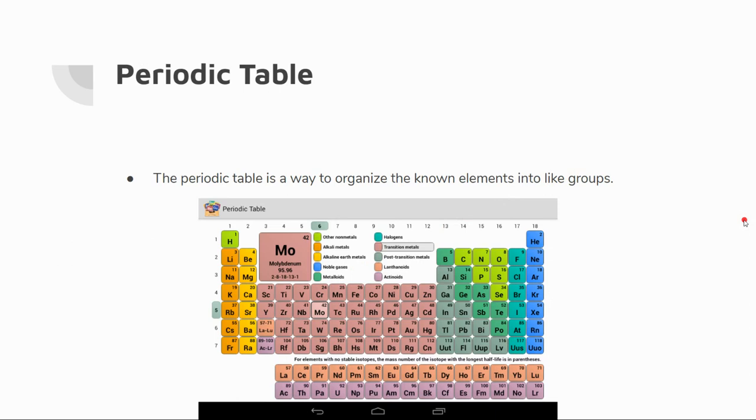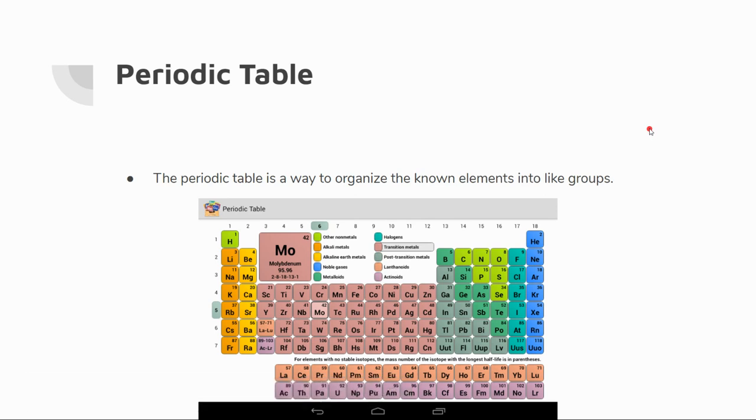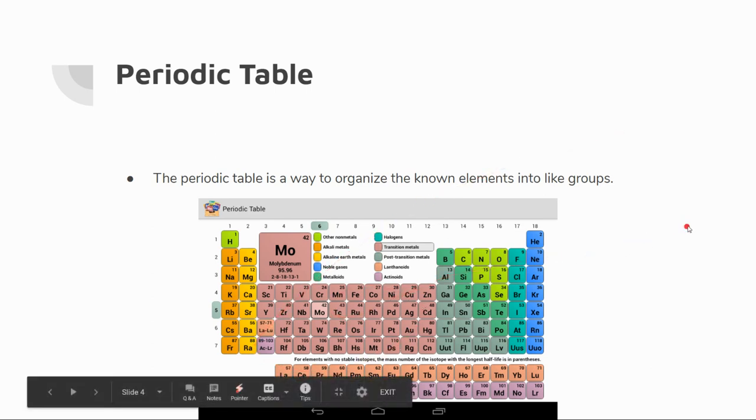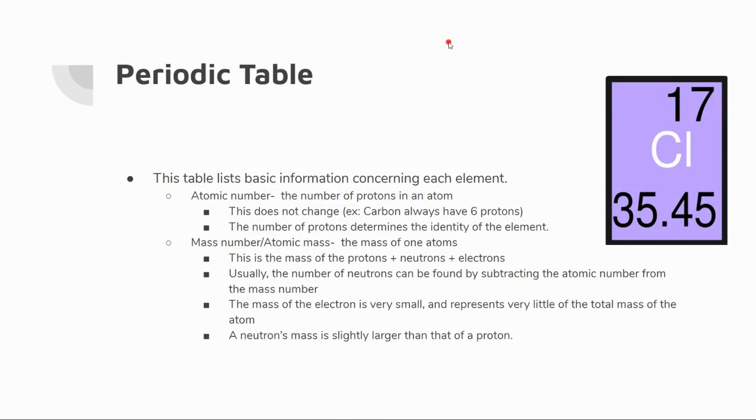All right, so the periodic table. The periodic table is a way to organize known elements into like groups. We'll do a little bit of work in ag bio with the periodic table, but not a whole lot. But we do need to be reminded of some simple concepts that go with the periodic table. All right, so the table lists basic information concerning each element. First one is the atomic number. Typically the atomic number is going to be found in the top part of the box. Sometimes upper right, upper middle, upper left. It's a number in the top part of the square on the periodic table.